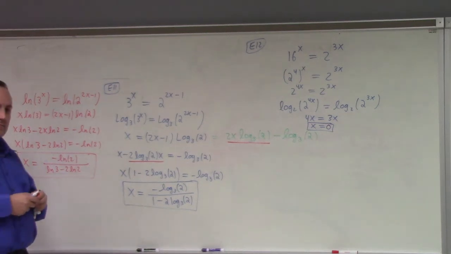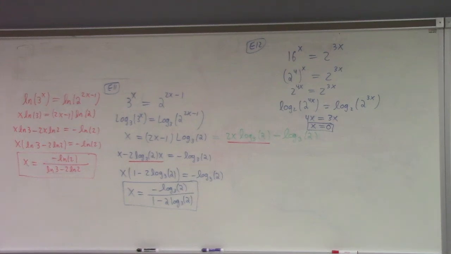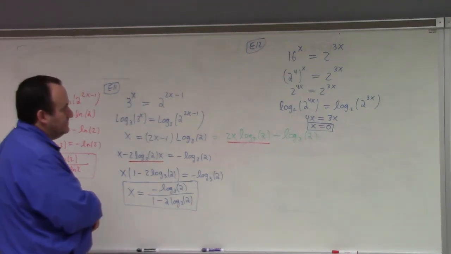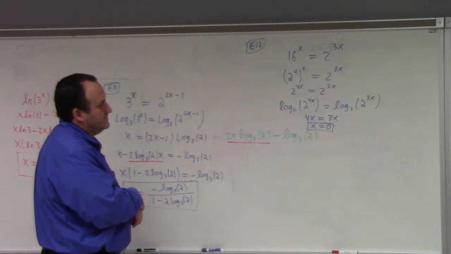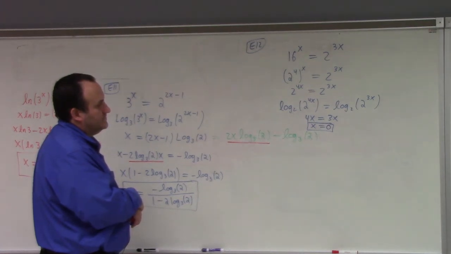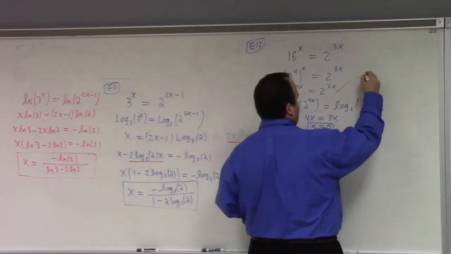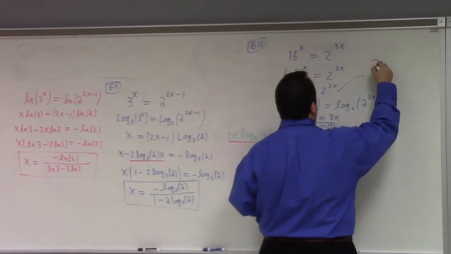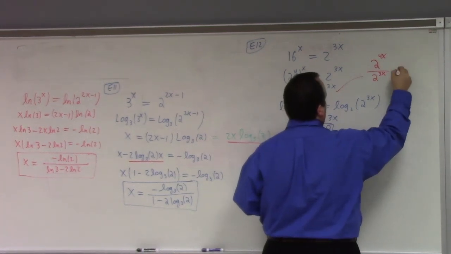Trying to think of a question. Could you just as easily bring 2 to the 4x over and then take that 4x minus that 3x? Oh, yeah, sure. There's another way to do this problem. So I could have multiplied both sides by 2 to the minus 3x, right? Or divide by 2 to the 3x. Is that what you're thinking, maybe?